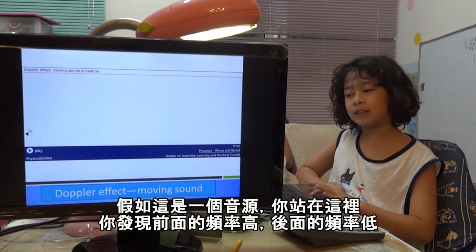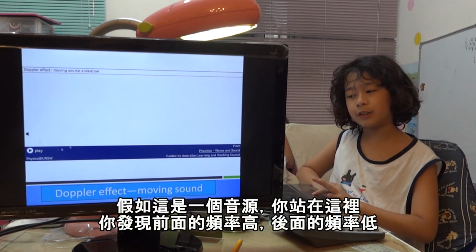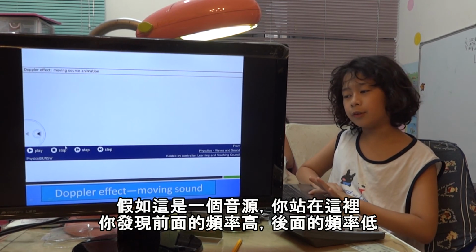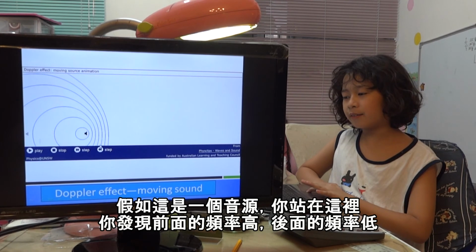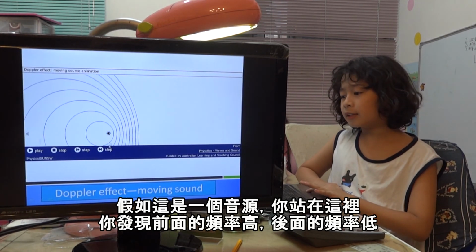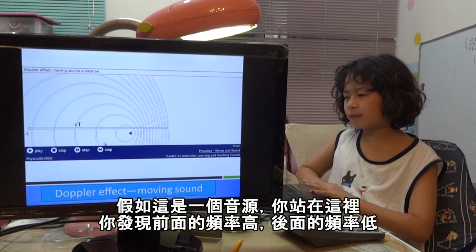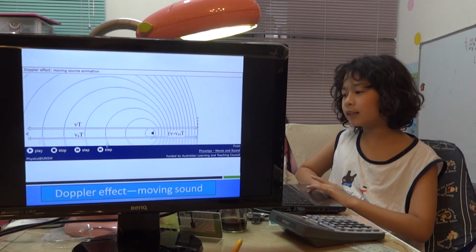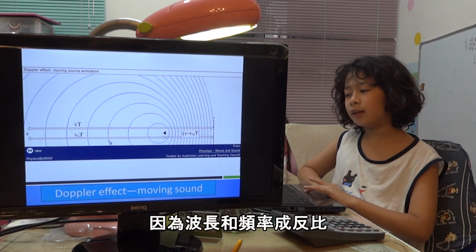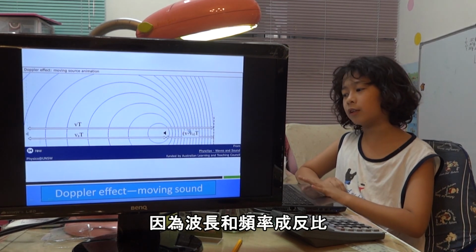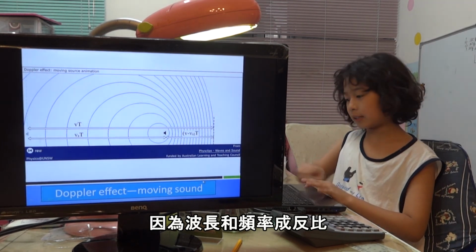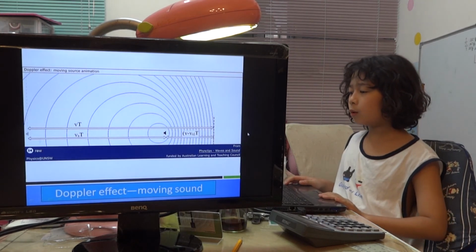This is a sound, so maybe this mouse is you, okay? This is you, and here, you will find it's a very high frequency, but when the sound moves over you, you can find it's a very low frequency. Because of that, you can find they have a longer wavelength, they have a shorter wavelength, so they have a higher frequency, they have a lower frequency. That's the why.